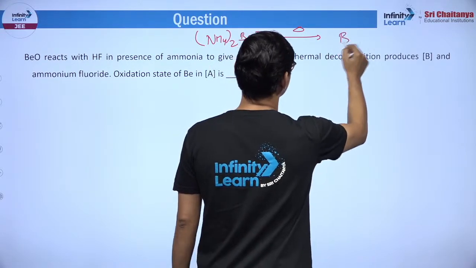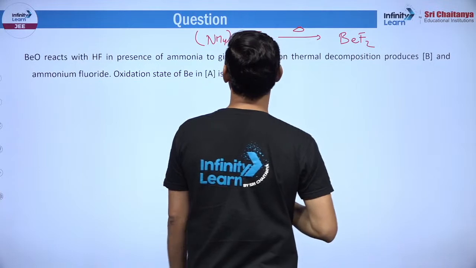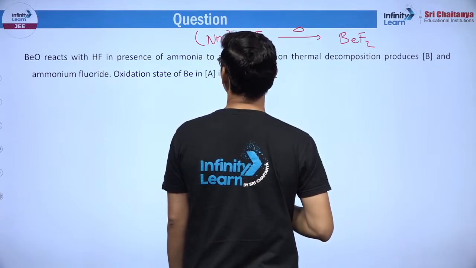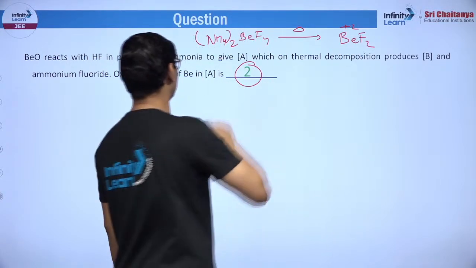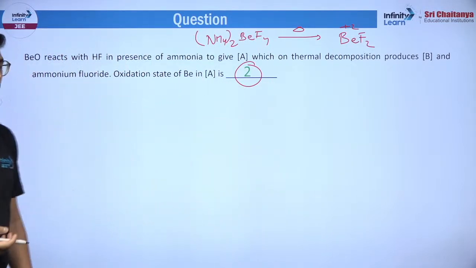So of course that is BeF2, okay, because we are preparing beryllium fluoride, right? Oxidation number of beryllium in A is of course +2. That is the only oxidation number possible for beryllium. It's a group 2 element, right?